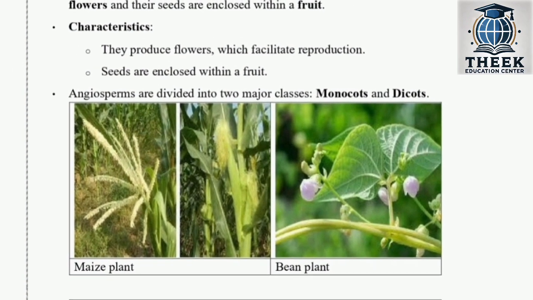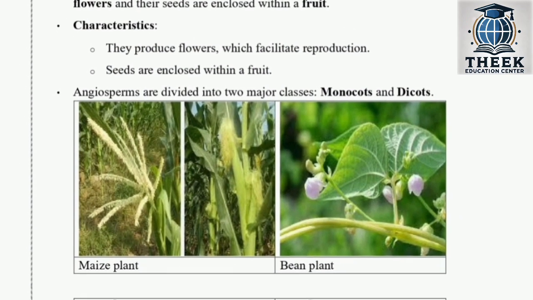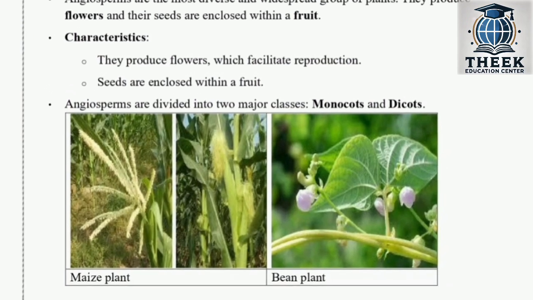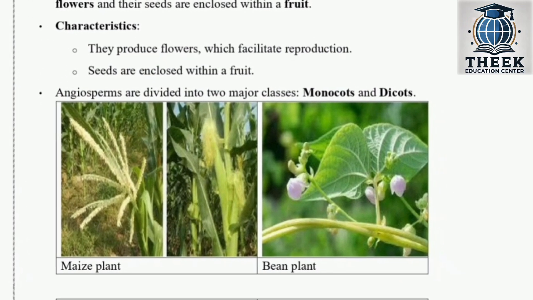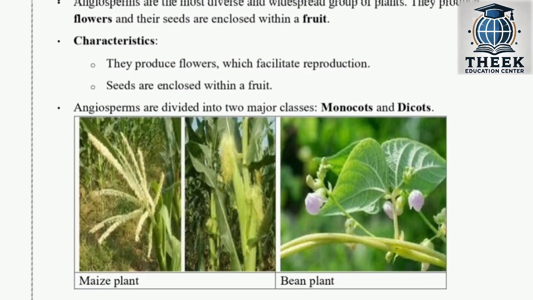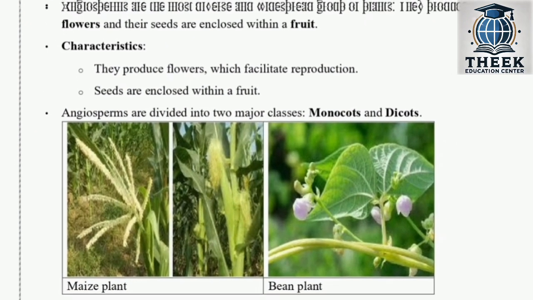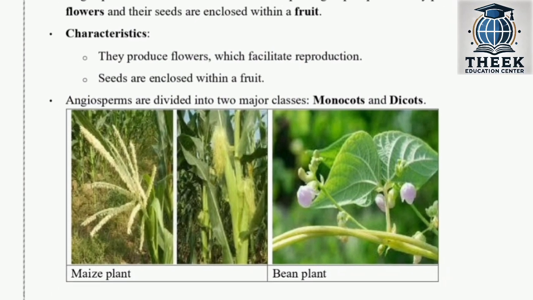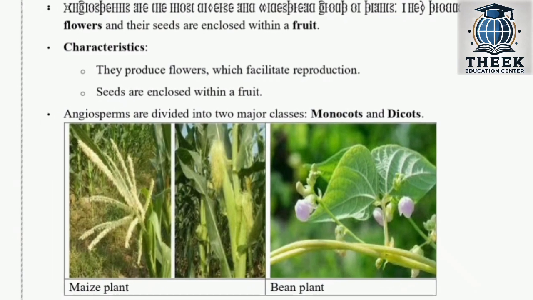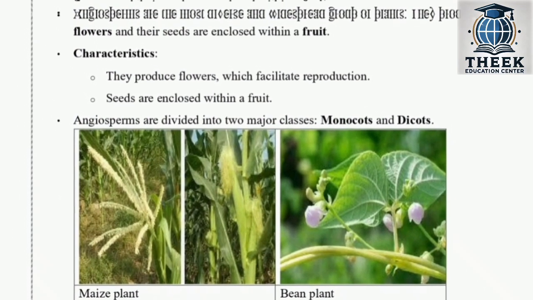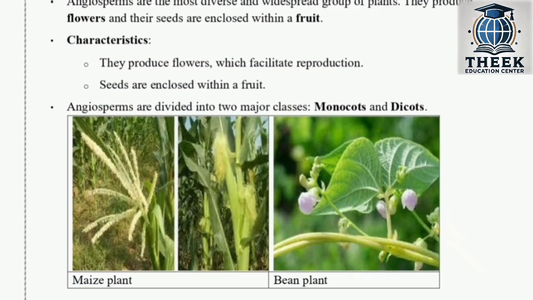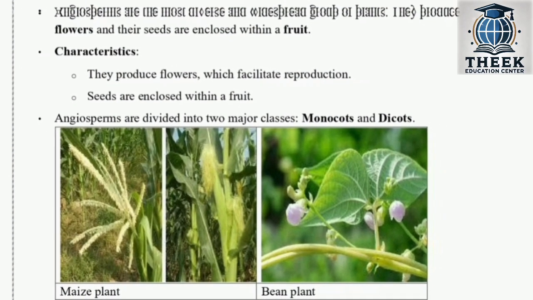Characteristics. What are the 2 major characteristics of these flowering plants? 1, they produce flowers, which facilitate reproduction. 2, seeds are enclosed within a fruit. Those are the 2 major characteristics that distinguish these angiosperms from gymnosperms: the seeds are enclosed within a fruit, and they produce flowers, which facilitate reproduction.